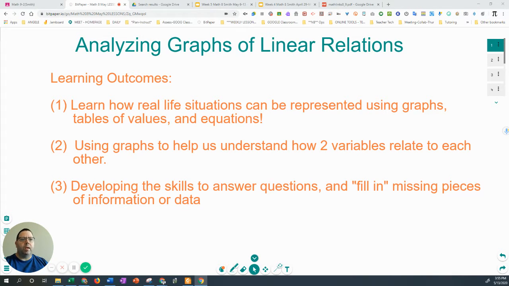This unit is generally pretty visual. It's a little bit of both symbolic and visual. But let me just give you a quick overview or introduction of what we're doing, okay?